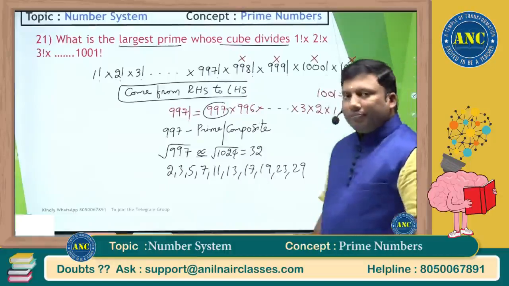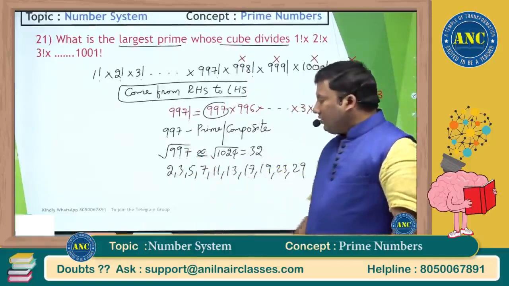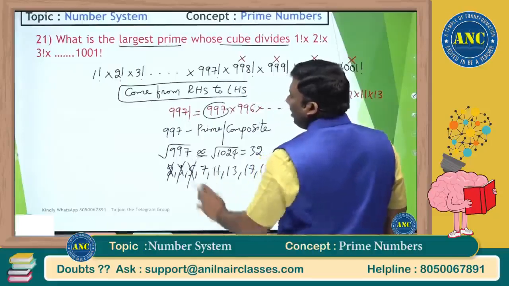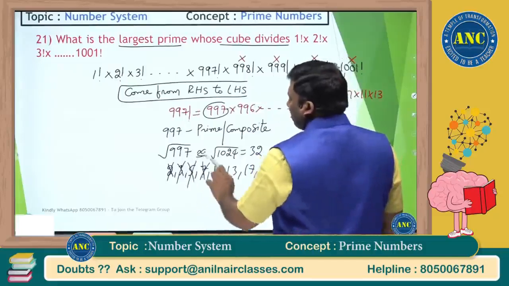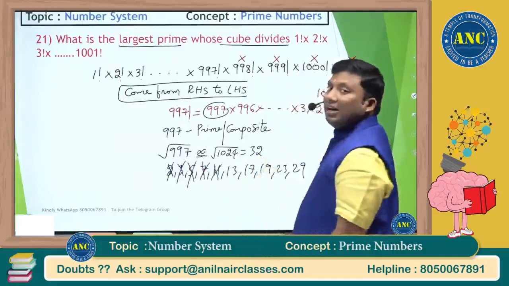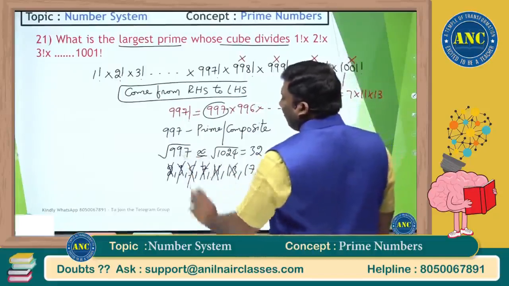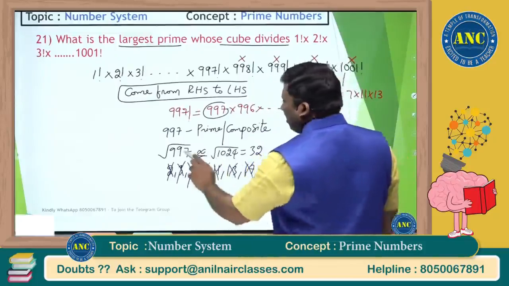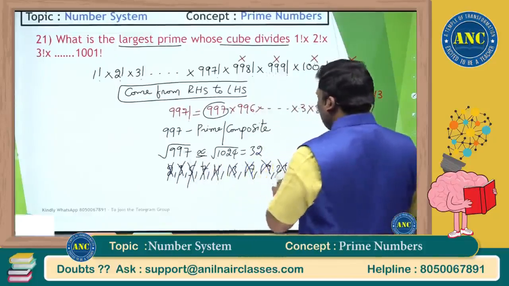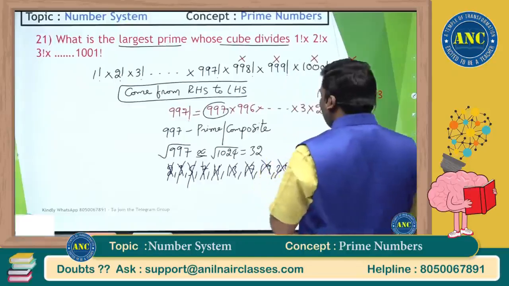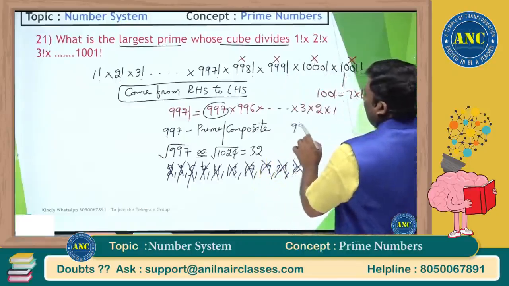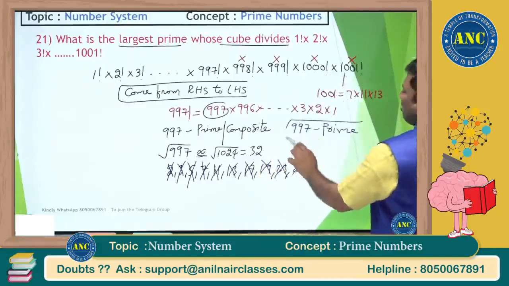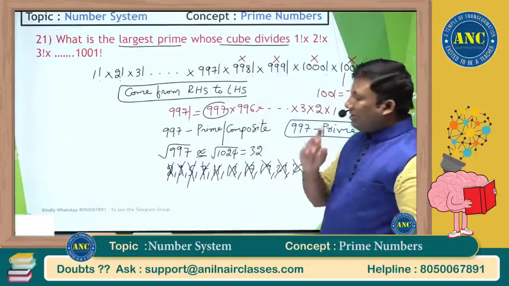Now see here. We have to check 997 is not divisible by 2. 18 plus 7, no. Unit digit is not 0 or 5. 7 14s are 98, no. Sum of the places, no. 13 7s are 91, 87, no. 17 5s are 85, 147, no. 19 5s are 95, no. 23 4s are 92, 77, no. 29 3s are 87, 127, no. Definitely 997 is a prime number. I am coming from RHS to LHS. Definitely 997 is a prime number.